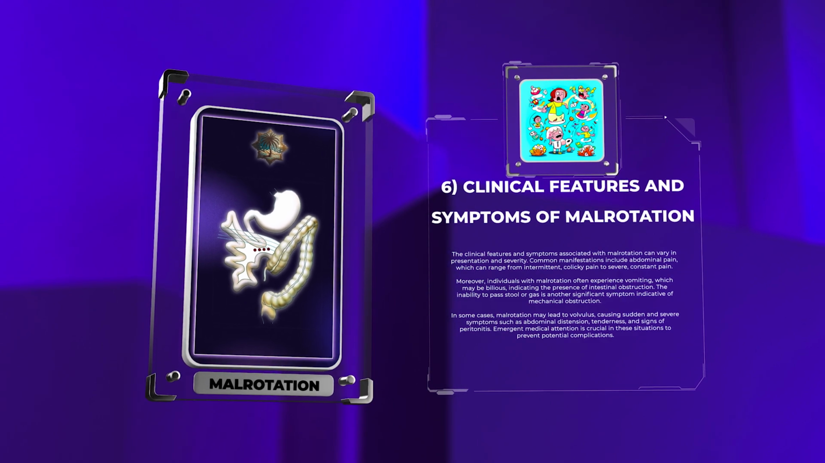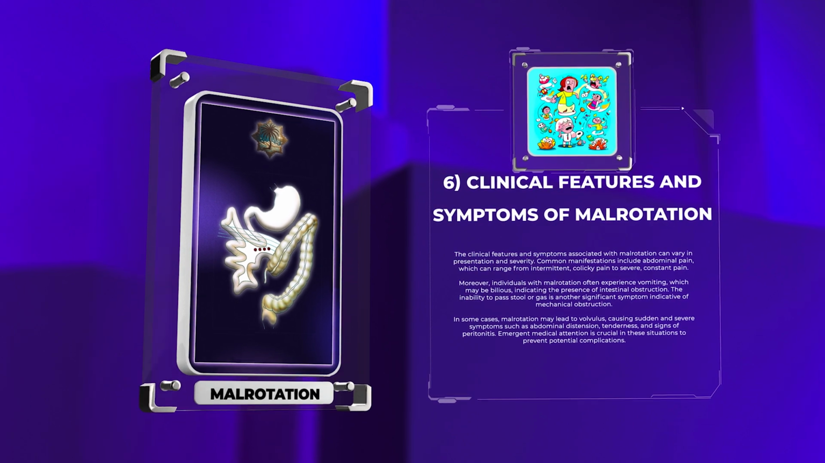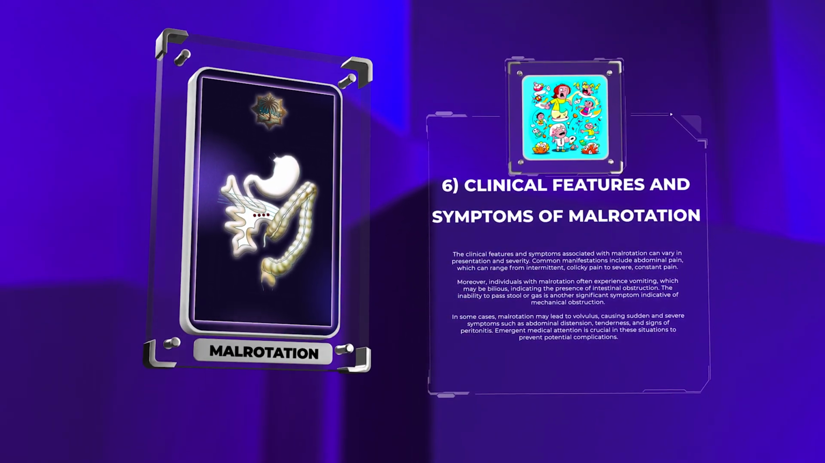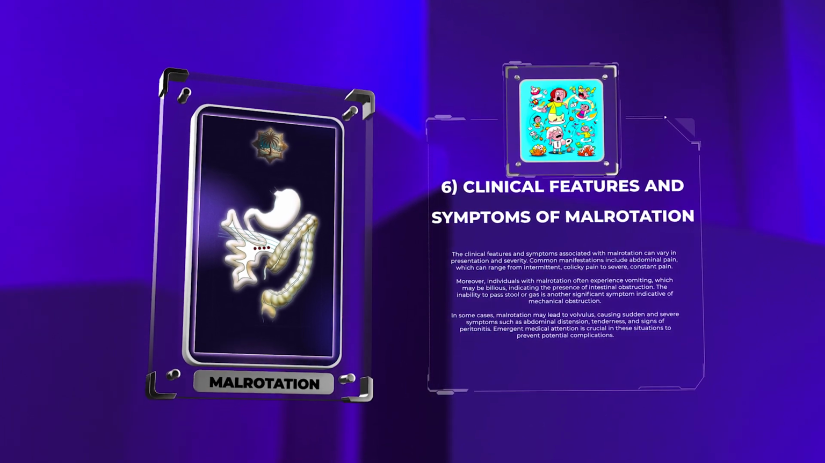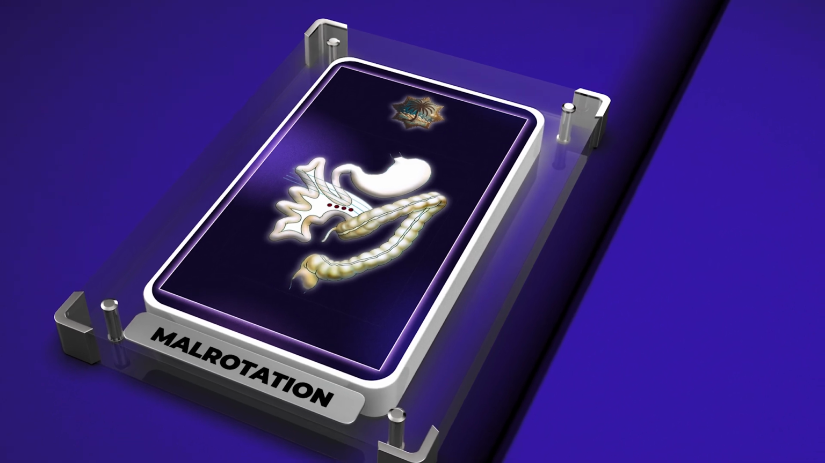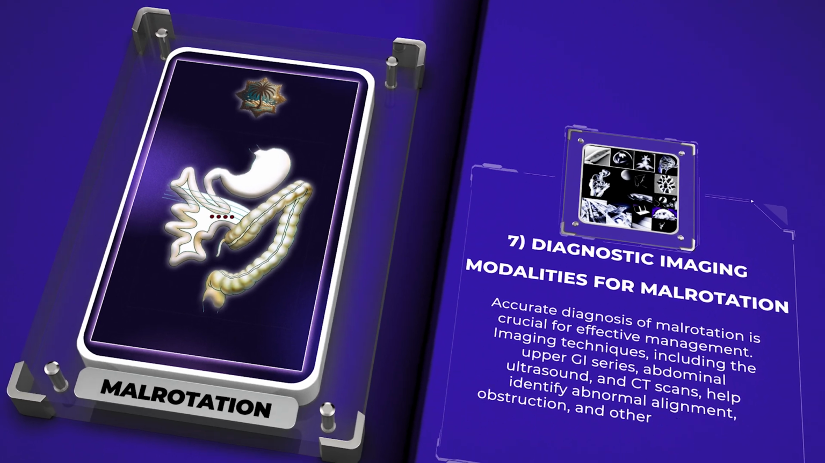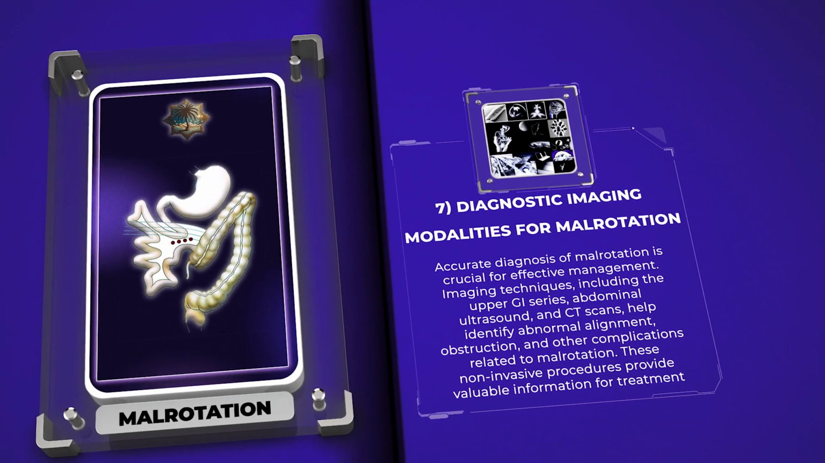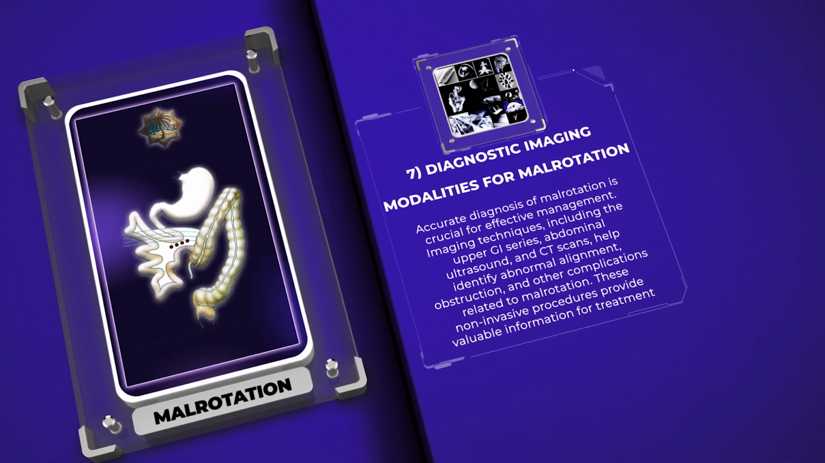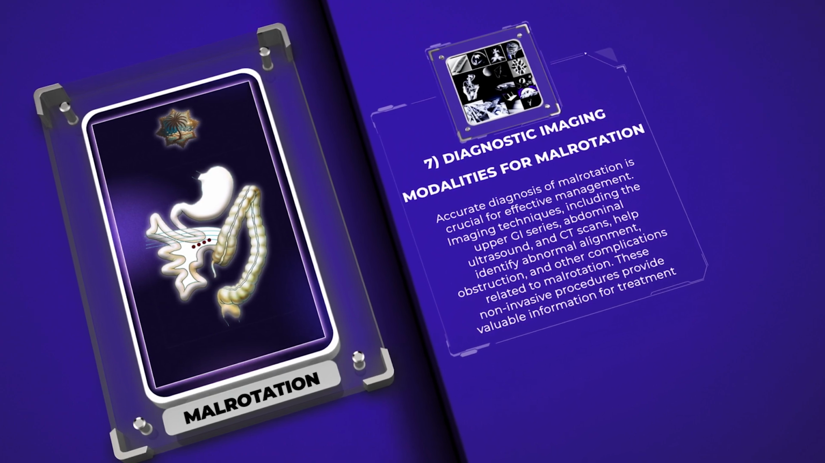In some cases, malrotation may lead to volvulus, causing sudden and severe symptoms such as abdominal distension, tenderness, and signs of peritonitis. Emergent medical attention is crucial in these situations to prevent potential complications. Accurate diagnosis of malrotation is crucial for effective management. Imaging techniques, including the upper GI series, abdominal ultrasound, and CT scans, help identify abnormal alignment, obstruction, and other complications related to malrotation. These non-invasive procedures provide valuable information for treatment decisions.